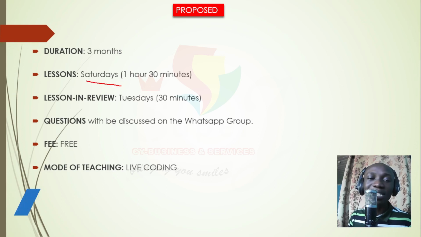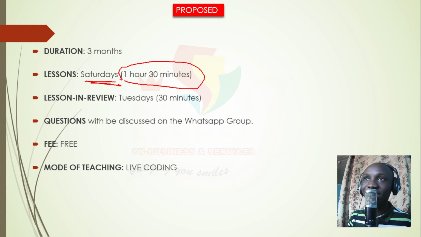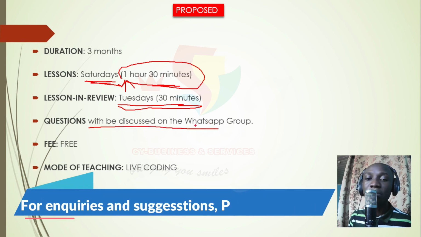We will be having Saturday classes, which are going to be 1 hour 30 minutes, depending on the internet connection. If the internet is able to permit us, we will be doing live coding. And then on Tuesdays we will have lessons in review, where we'll be talking about what we learned on Saturday, because I don't want you to forget. Depending on the internet connection, we will either do it online live, or I will just record it and post it in the class. For questions, please post them in the WhatsApp group.